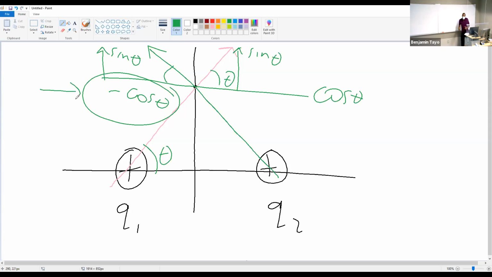As I said, I decided to use this angle as my theta, but feel free to use this as well. It's not going to change anything. If you call this theta, then your X component is going to be sine and your Y is going to be cosine. So just be consistent on what you use as sine and cosine. As long as you know what you're doing, you should be good.